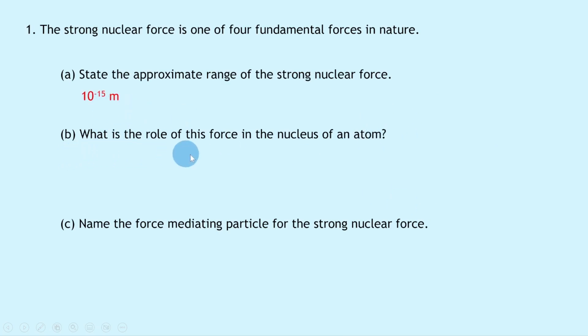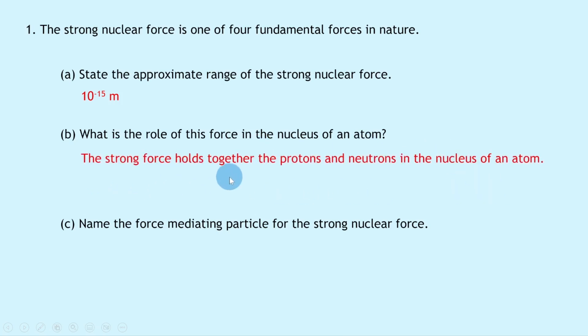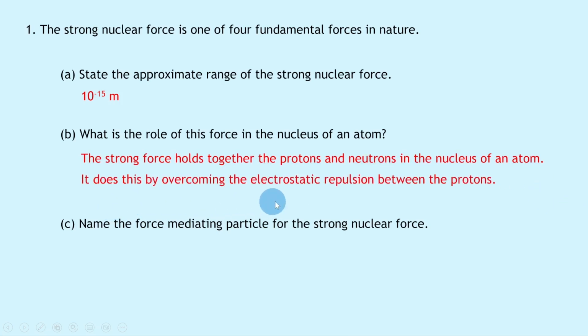Part B says what is the role of this force in the nucleus of an atom? Well, remember the strong nuclear force or strong force holds together the protons and neutrons in the nucleus of an atom. It does this by overcoming the electrostatic repulsion between the protons. Part C then says to name the force mediating particle for the strong nuclear force. Well, remember this is the gluon.